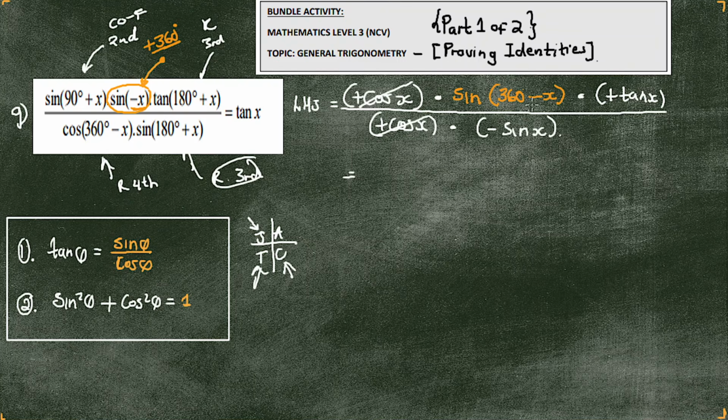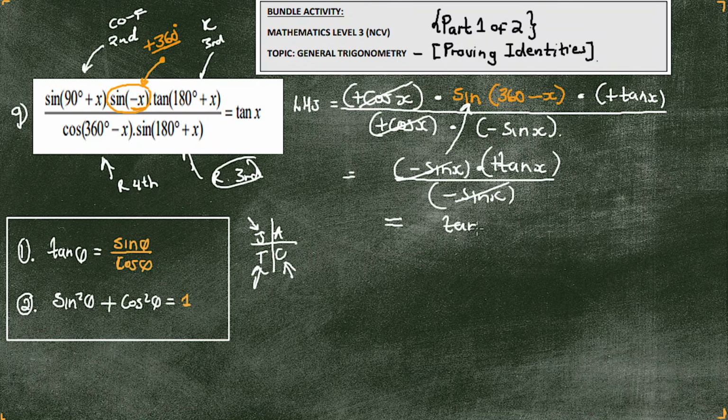Okay, I can see that this gets cancelled by that. Let's continue simplifying this. I'm going to get a minus sine x for that, multiplied by a positive tan x, divided by minus sine x. This cancels this. I'm now left with a tan x. The left hand side is equal to the right hand side.